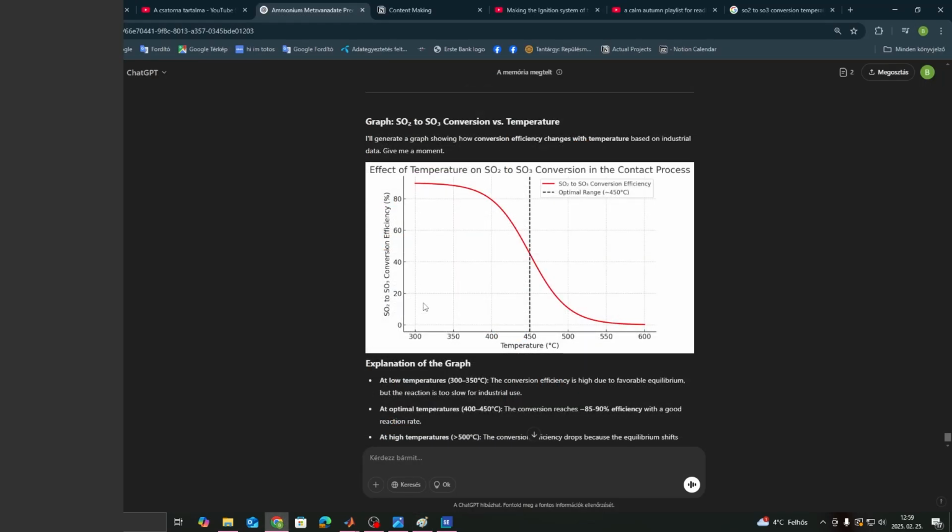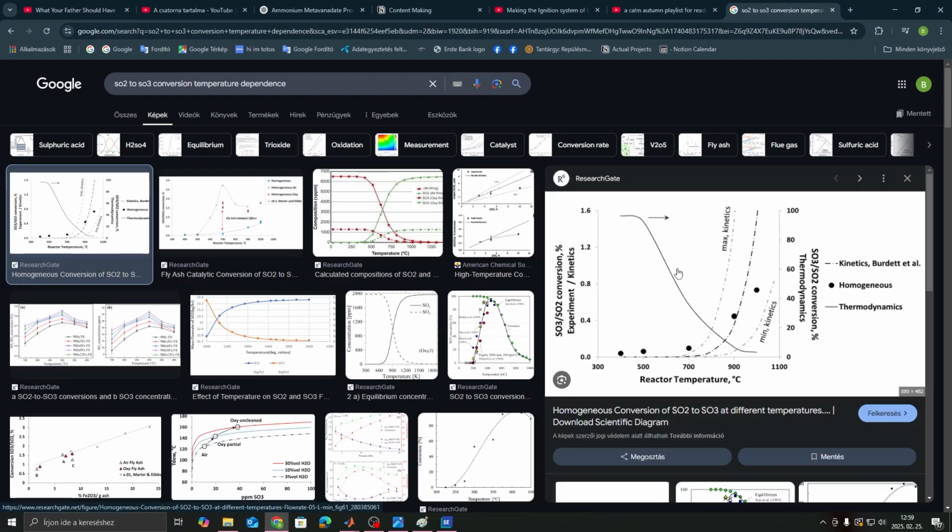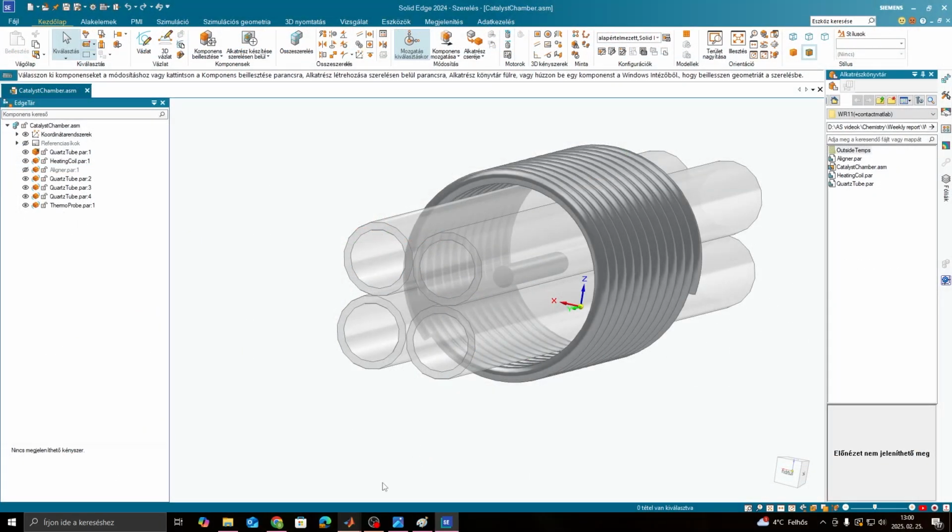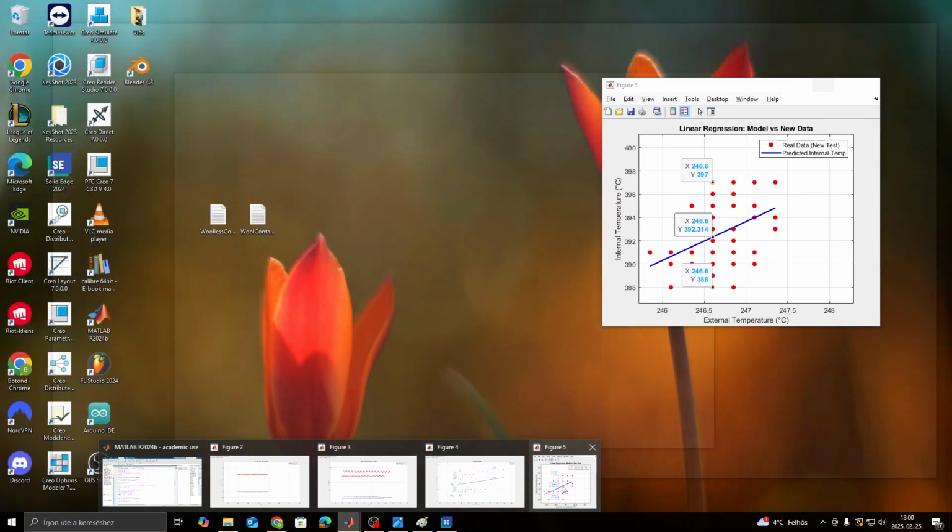So this is probably not the best, because it is ChatGPT generated, but it is between 400 and 500. So it is quite high here, almost 100%, and it starts to only go down significantly after 470-ish or something like that, 500. Work with that 5 degrees Celsius of deviation plus or minus.